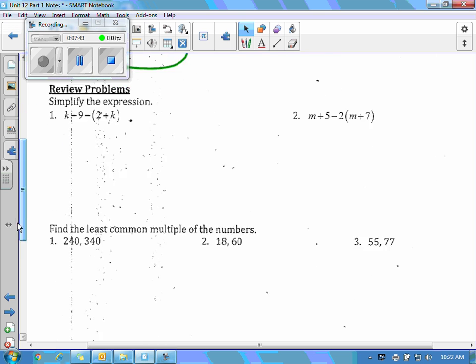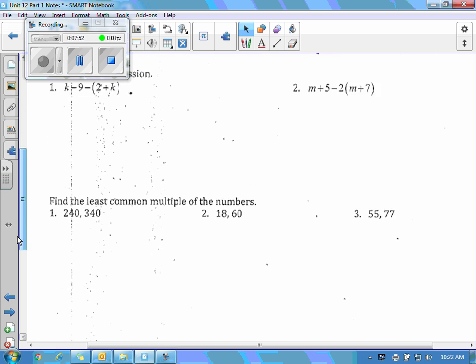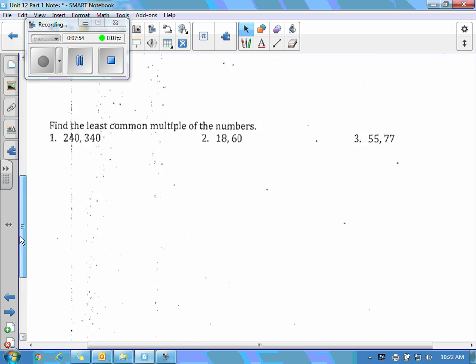Alright, there's some review problems for you on here. Make sure you get all those done. Some simplifying problems, and then these common multiple. Every problem needs to be done. Every problem needs to be graded.